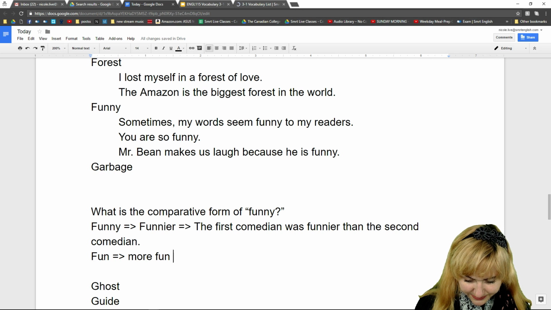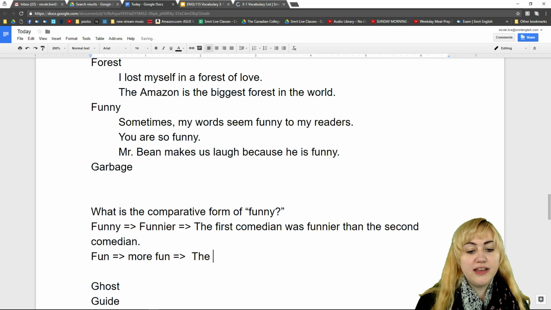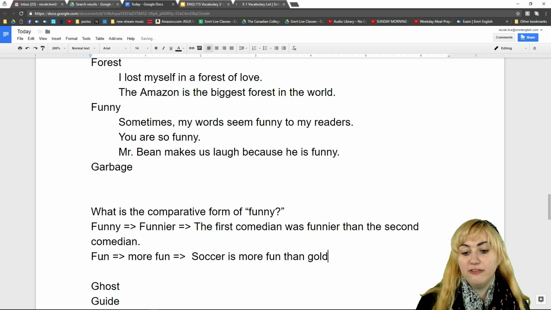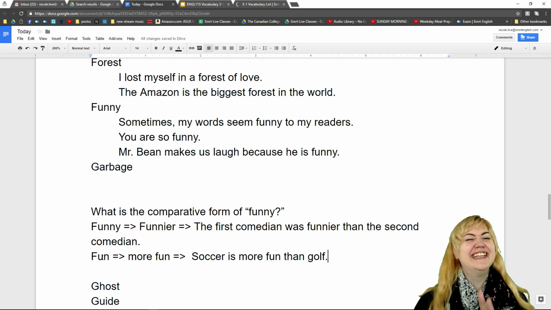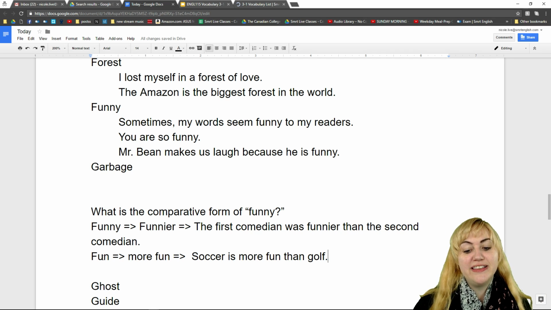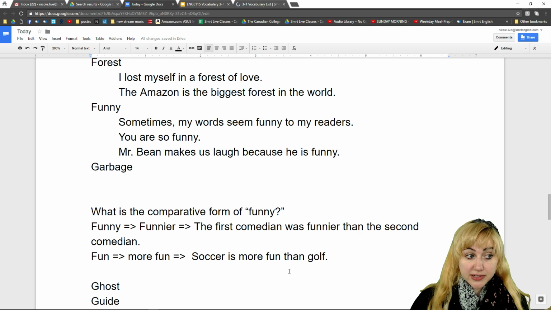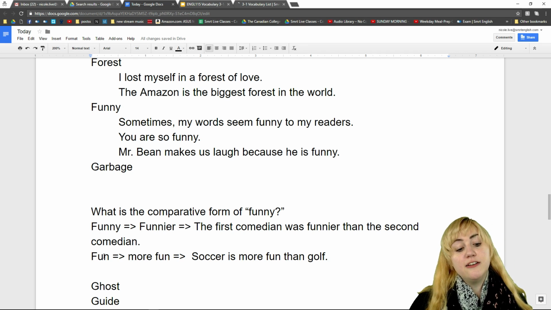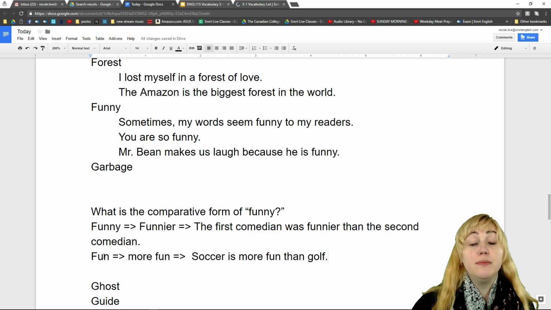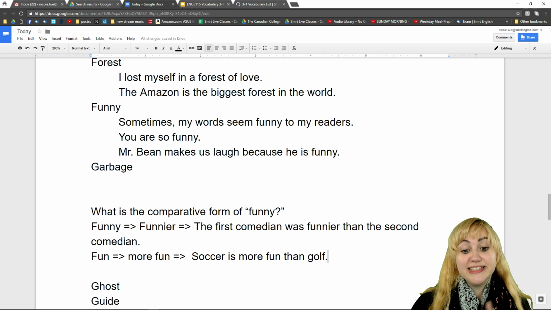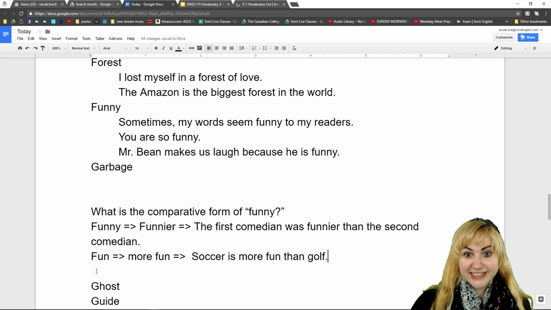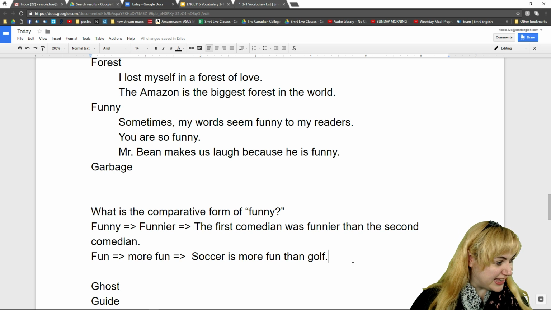So for example, how about soccer is more fun than golf? Just an example. If you like golf, that's okay. Soccer is more fun than golf. And this one means that soccer is more enjoyable than golf. So funny and fun can both be adjectives. Fun can also be a noun. But remember, funny and fun have different meanings and different comparative forms. Very nice. All right, let's see.